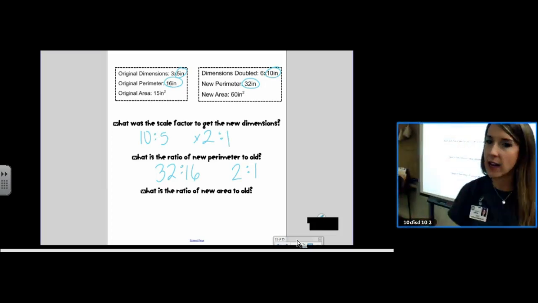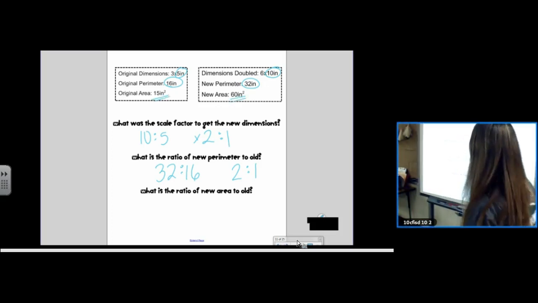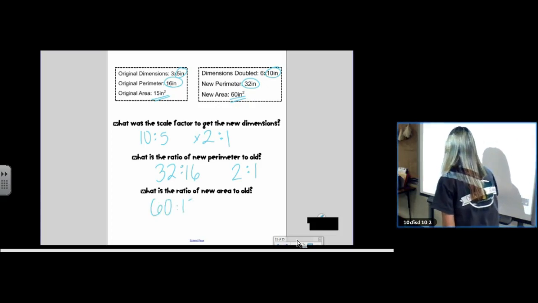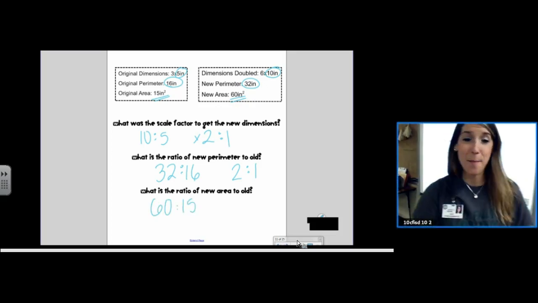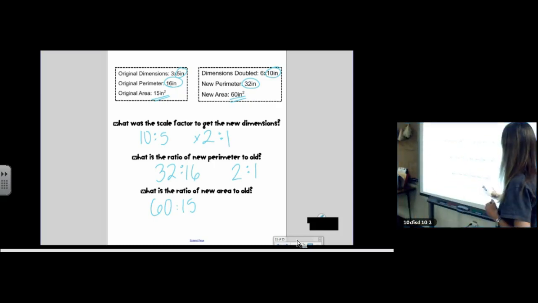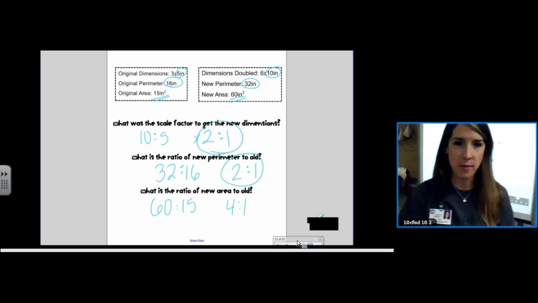Now let's do the areas. The original area was 15. The new area was 60 inches squared. So if I did the ratio of the areas and asked my calculator, math, enter, enter, you reduce to 4 to 1. So what's pretty cool is that the ratio of the sides equals the ratio of the perimeters.